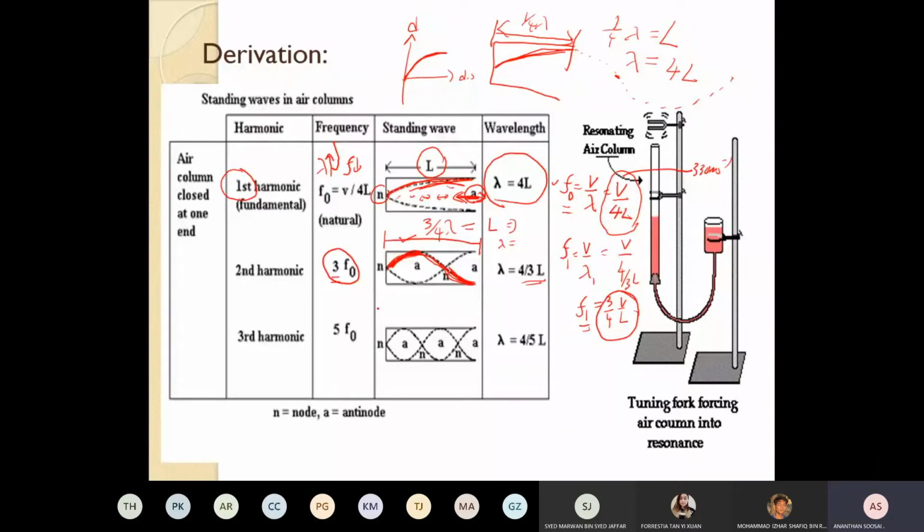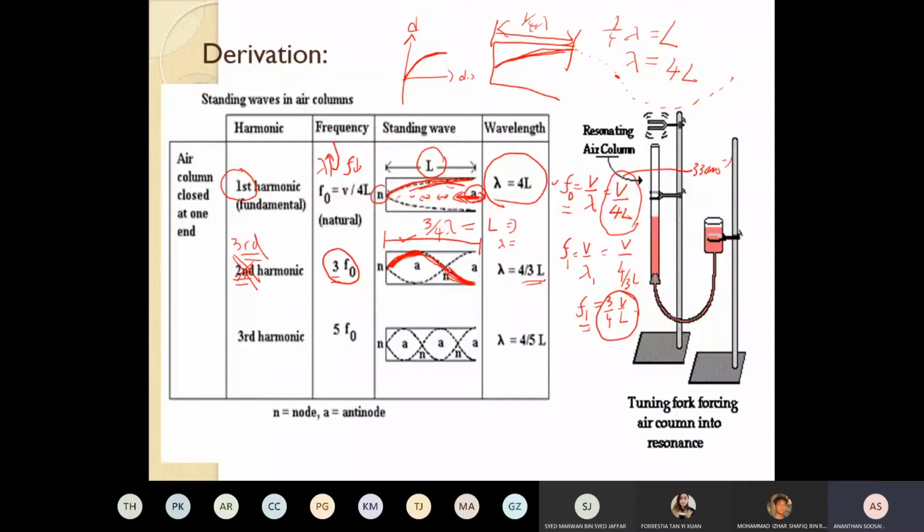So therefore, there is a mistake. Can we call it the second harmonic? You can't. It's not the second harmonic. It's actually the third harmonic. Please correct the slide. There is a mistake here. This is not the second harmonic, this is the third harmonic. Third harmonic means the frequency is 3 times greater than the fundamental.